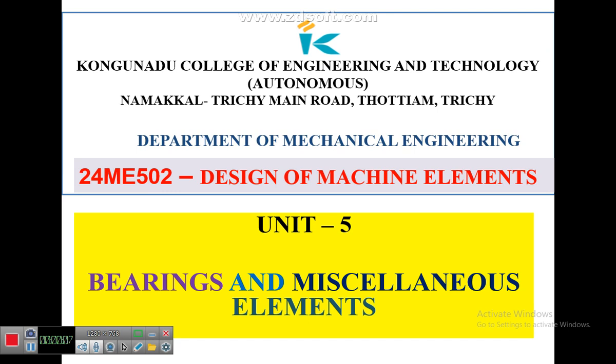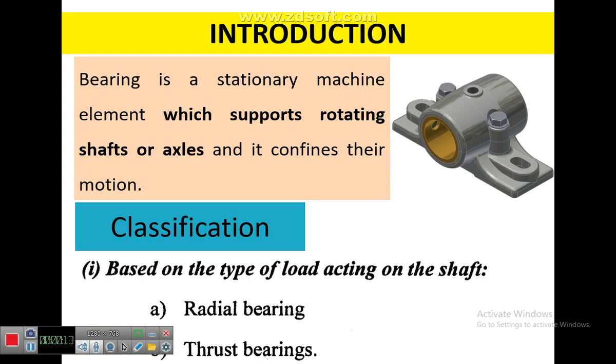Today we are going to see Design of Machine Elements, in that Unit 5, Bearings and Miscellaneous Elements. We are going to start from what is a bearing. A bearing is a stationary machine element which supports a rotating shaft or an axle and confines its motion.